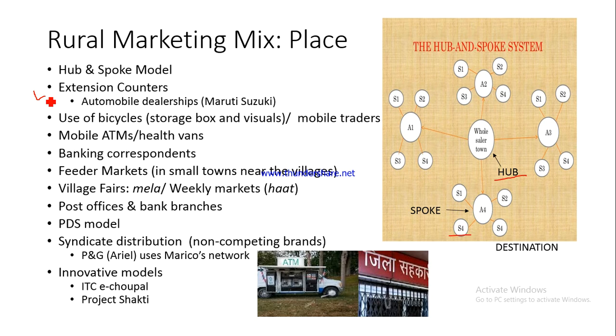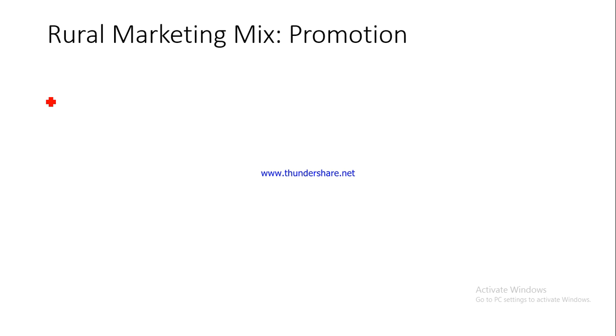Right, now let us move on to the fourth P, which is basically the promotion. So how do you promote your product in the rural markets? The first thing that was used traditionally, and is still in use, is radio and cinema. So you advertise your product in the middle of a movie, or maybe you advertise your product on radio. So these used to be traditional means of promoting your product.